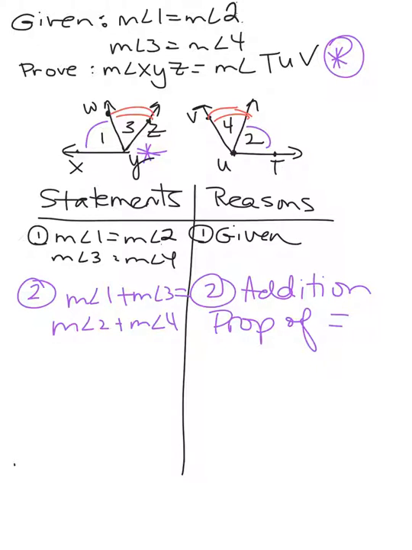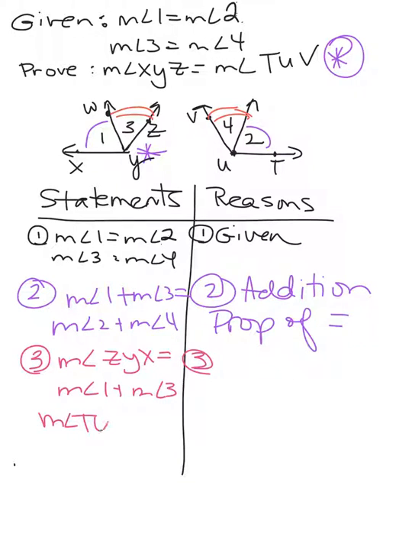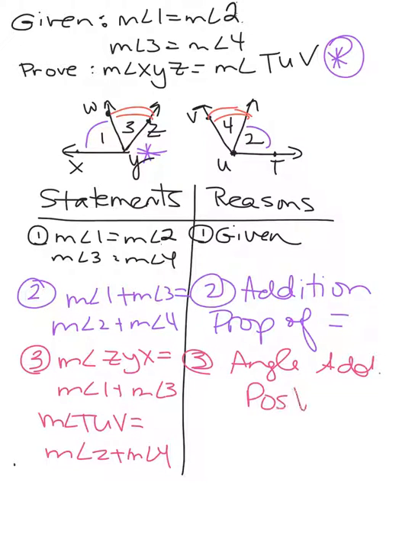At this point, there's nothing else I can do within my proof, so now I have to go back to my diagram. Again, I can use angle addition postulate. We talked about that earlier. Two small angles equal the big angle. So I can say that the measure of angle ZYX is equal to the measure of angle 1 plus the measure of angle 3. I can also say that the measure of angle TUV is equal to the measure of angle 2 plus the measure of angle 4. I'm writing these two equality statements in the same line in my proof because the reason's the same, and that's angle addition postulate.